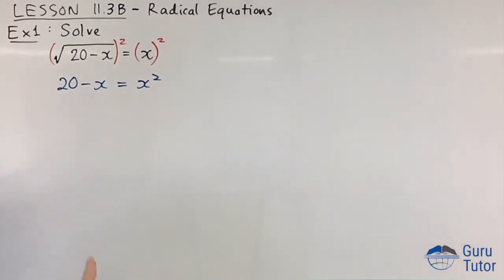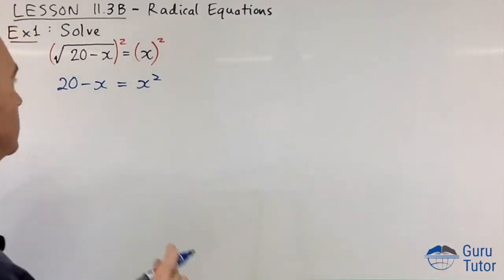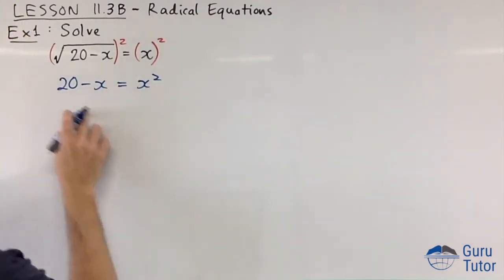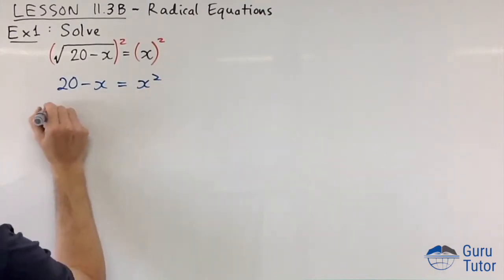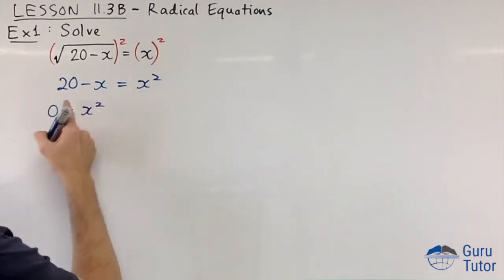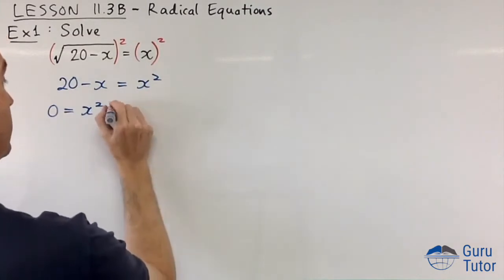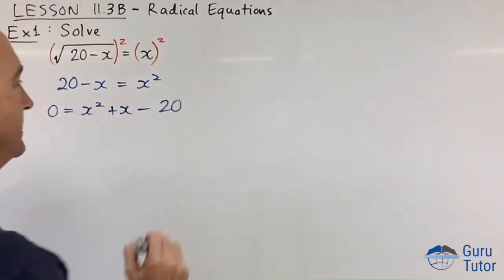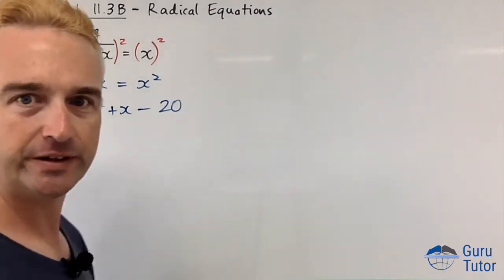We get it all equal to 0 on one side. So we like the x squared to be positive, right? Something positive outside. So let's move this stuff over there. 0 equals x squared. Minus x comes over and becomes plus x. Plus 20 comes over and becomes minus 20. And now we're factoring, okay?